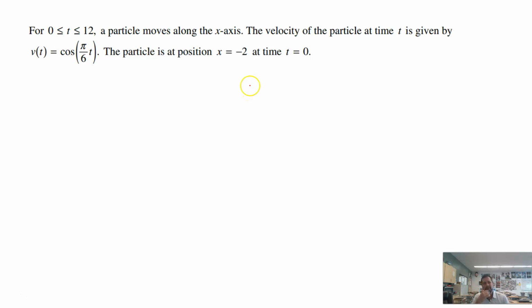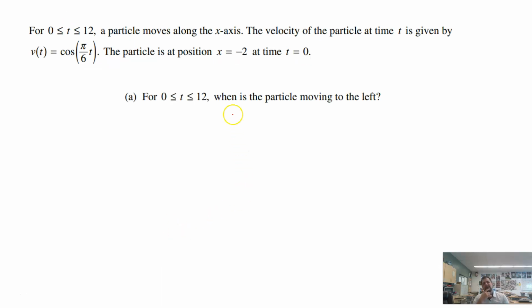So we've got a particle moving along the x-axis. The velocity is given, so we have a velocity function. We also have a time interval. We're going from 0 to 12 this time. And we have an initial position of x equals -2 at time equals 0. So those are the things that we're given in this problem. We always want to identify them to make sure that we understand what we've got. And again, much like the other ones that we've looked at thus far, we can see that there are an awful lot of things that are very similar.